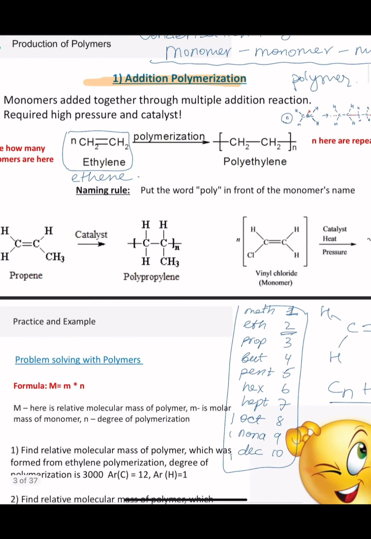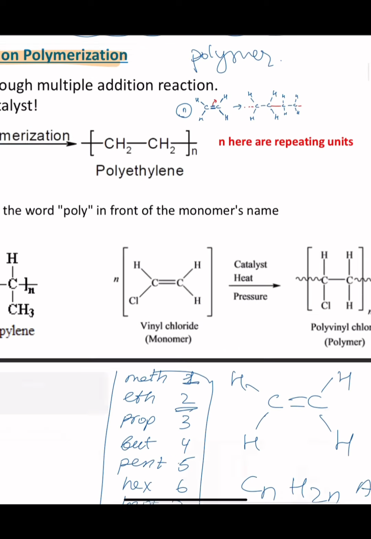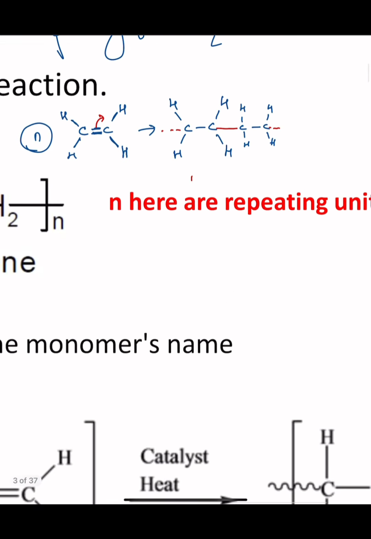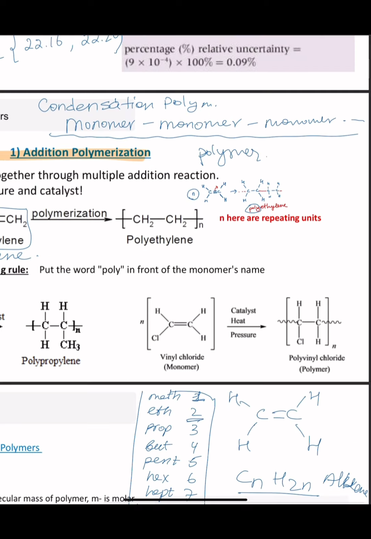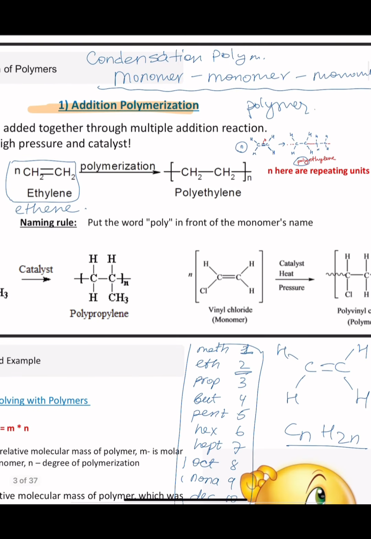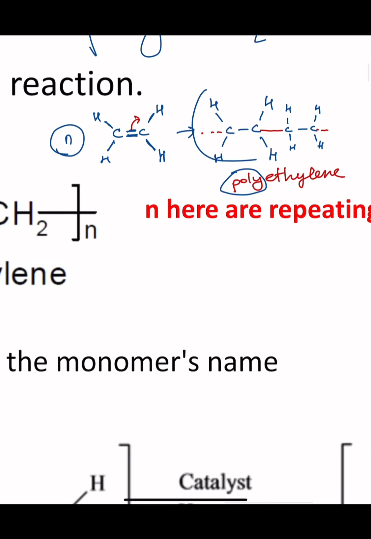Okay, so this is our polymer, and we're going to call this polyethylene. The only thing I did here is add the word poly in the beginning. So this is addition polymerization, meaning that I just kept adding one after another.